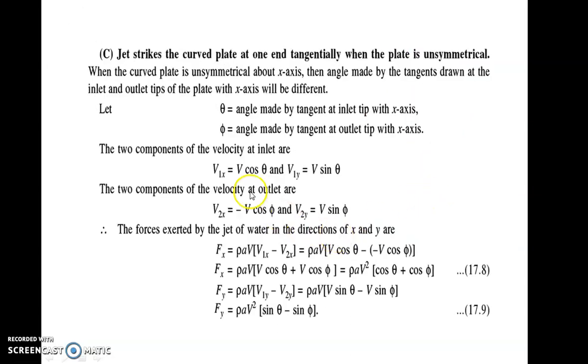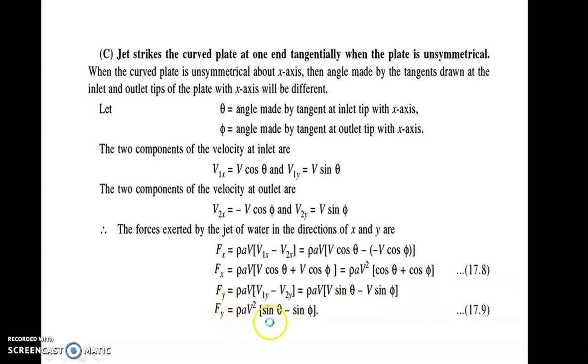But at that time, you have to very carefully note that Fx is equal to rho a V, initial velocity minus final velocity in x direction. Initial velocity is V cos theta, final velocity is V cos phi. So it will be rho a V square (cos theta plus cos phi). So if you remember, for the jet striking centrally, Fx was rho a V square into (1 plus cos theta). Now it is cos theta plus cos phi, for unsymmetrical plate. And Fy, it is rho a V square.